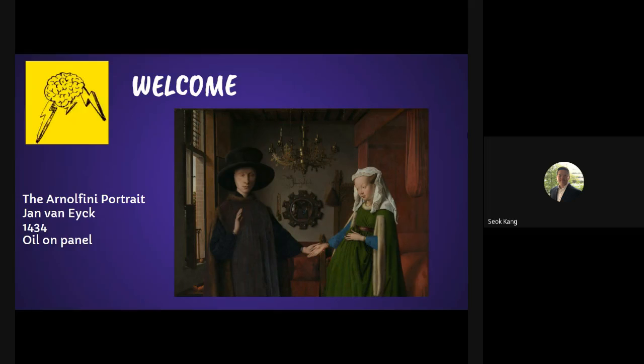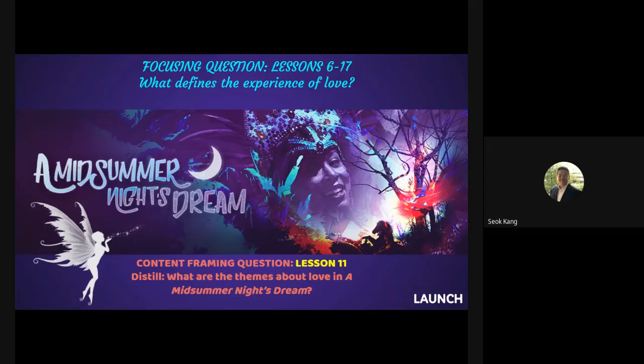Okay, so let us start with lesson 12. So the focusing question is still the same. What defines the experience of love? You know, everyone experiences love differently. Love isn't just a one size fits all type of thing, right? It changes with each person. And the content framing question, did I say lesson 12? We're doing lesson 11 today. We're doing lesson 12 tomorrow. That was my bad. Lesson 11, what are themes about love in A Midsummer Night's Dream?